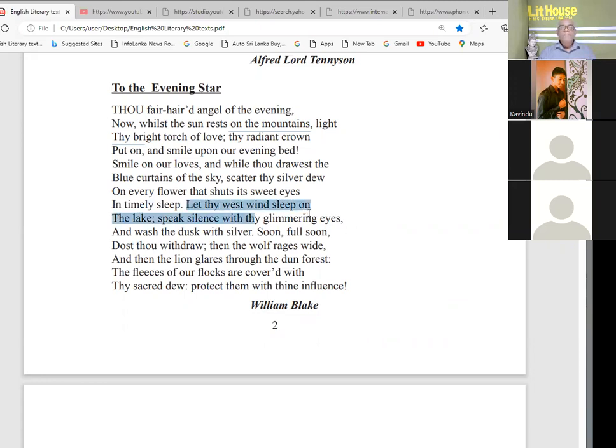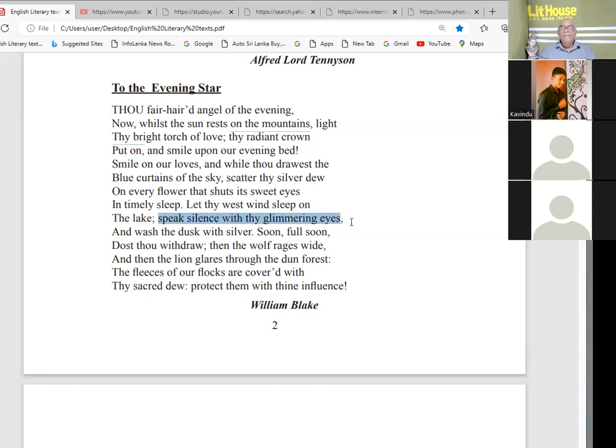Next request. Let thy west wind sleep on the lake. Thy means your. Let your west wind, underline west wind. West wind is an evil force of nature, a bad force of nature. Now, west wind troubles the sleeping people. The west wind troubles the sleeping world. Now, the poet requests the evening star to stop this west wind on the lake. Don't let it come to the earth. We want to have a trouble-free night, a peaceful night, right? Please don't trouble us when we are sleeping. Stop your west wind. Don't let him come here. Even the west wind is personified here as a troublesome character.